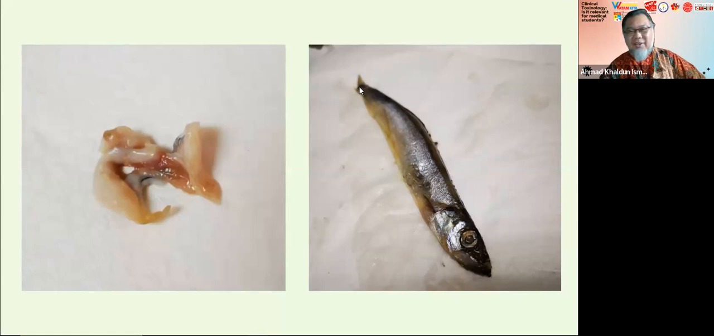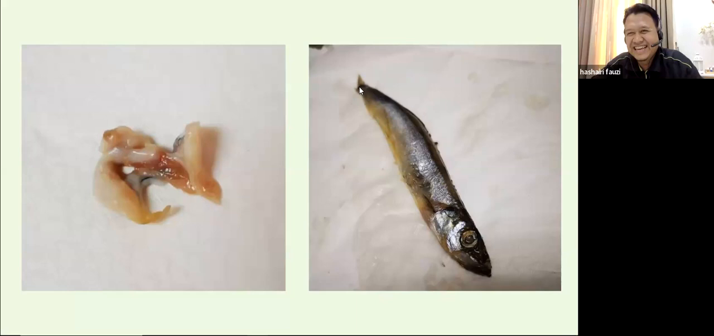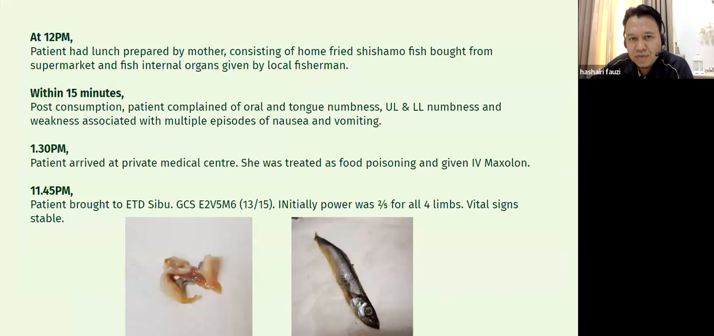Thank you. Shari, any such poisoning on the East Coast? I don't have much exposure to this TTX poisoning, but I just want to highlight here, if you see the first slide, it reminds me and also our future doctors, we are very fortunate to have our class today about toxinology. When a young patient came with these symptoms and signs, tongue numbness, upper limb numbness and weakness, with multiple episodes of nausea and vomiting, the patient went to a private medical center and was treated as food poisoning.